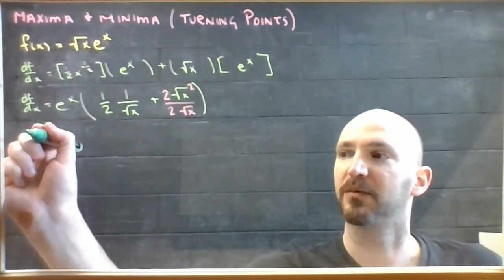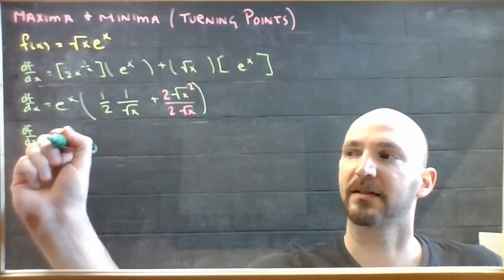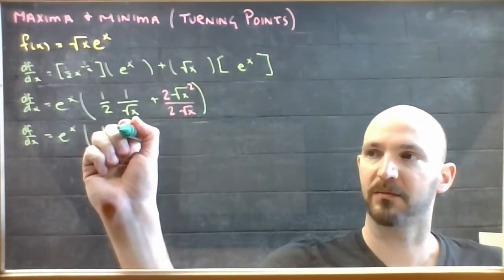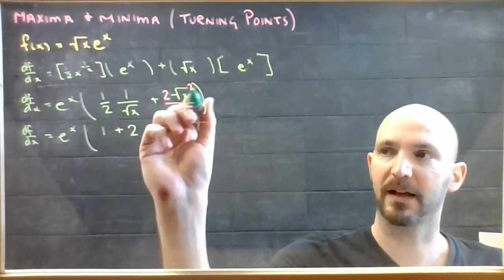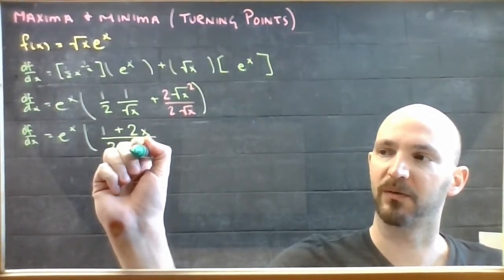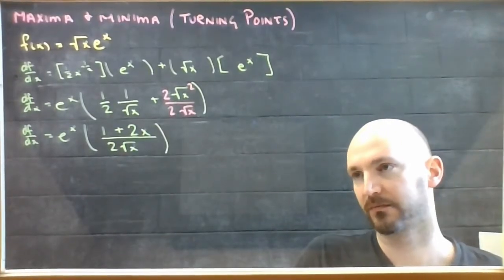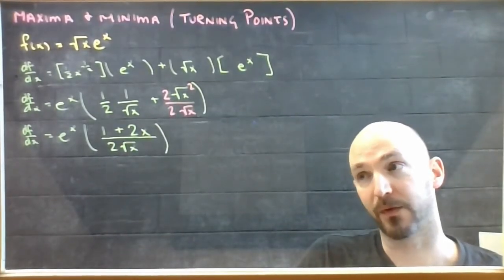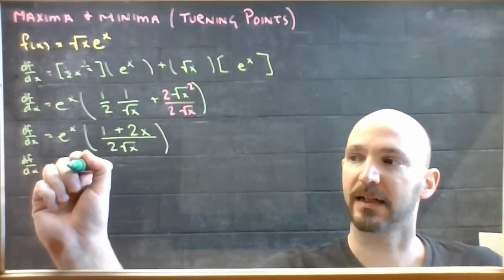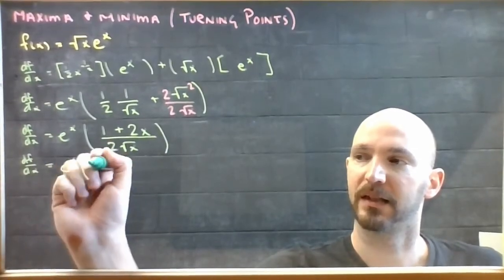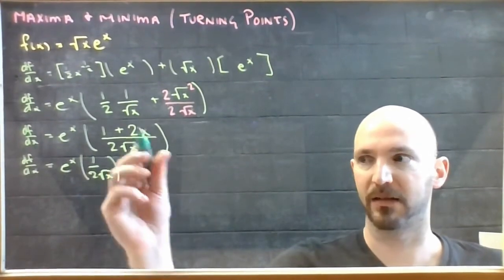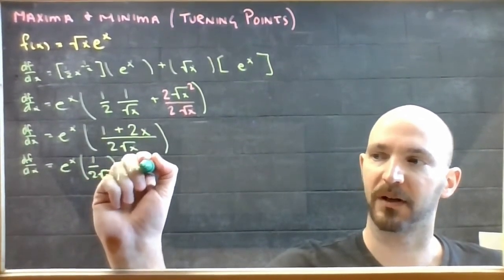My next line then would be df by dx equals e to the x, 1 times 1 is 1, plus 2 root x times root x is just an x, all over 2 root x. And I can further factor that by writing it as an exponential part, the rational radical blend part, and the linear part.